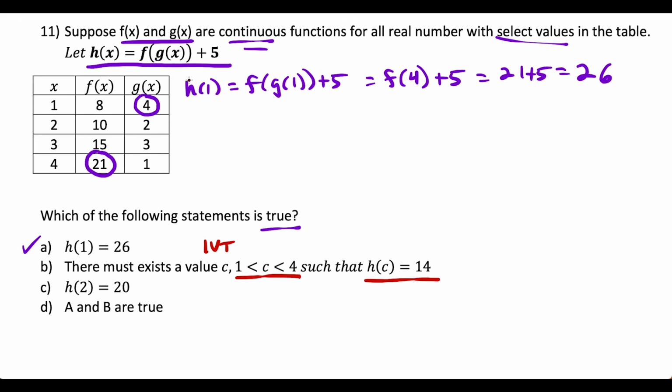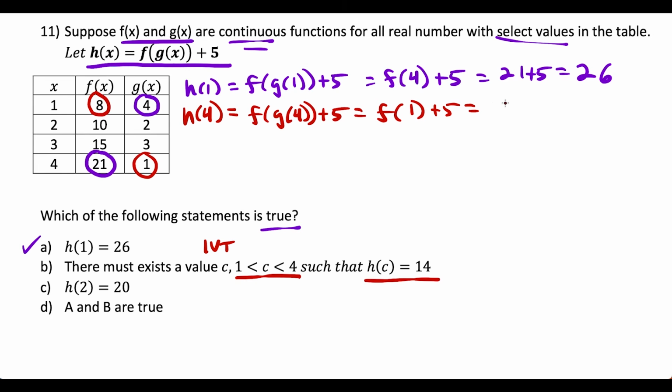So we already found h of 1, which is convenient. We have to check this other endpoint here. So h of 4. So if we plug in, we have f of g of 4, and then we tack on our plus 5, and now we go searching. G of 4 is equal to 1. So I have f of 1 plus 5, and now f of 1, I go over here, is equal to 8, and then that gives me 8 plus 5, which is equal to 13.